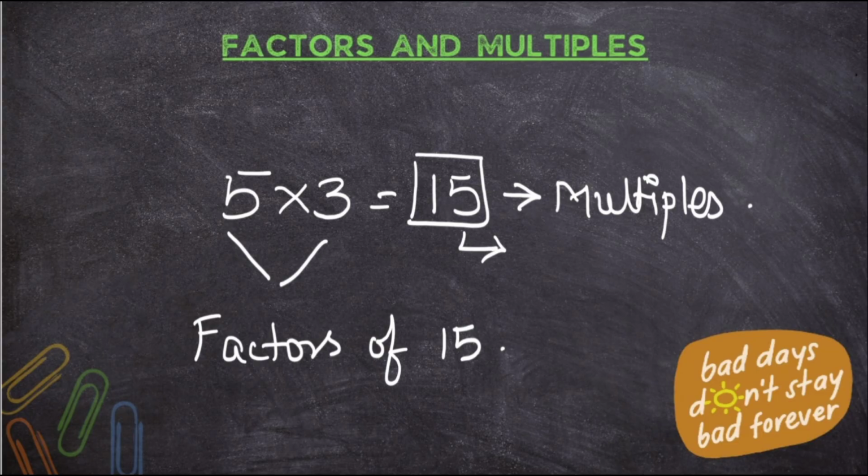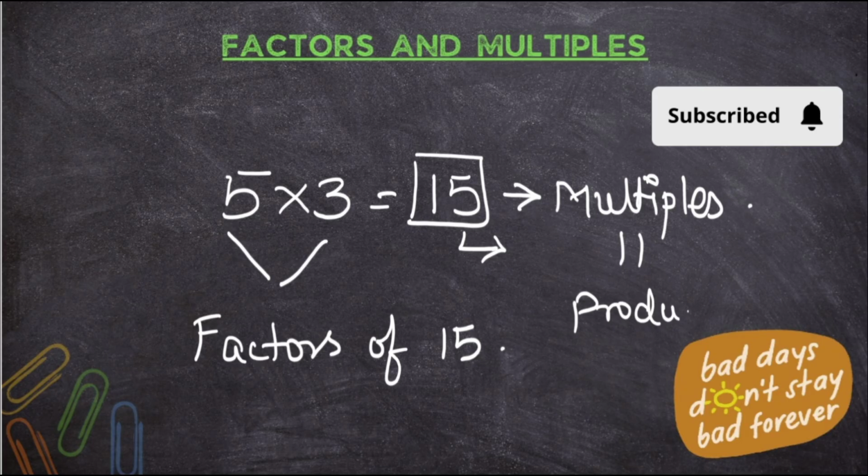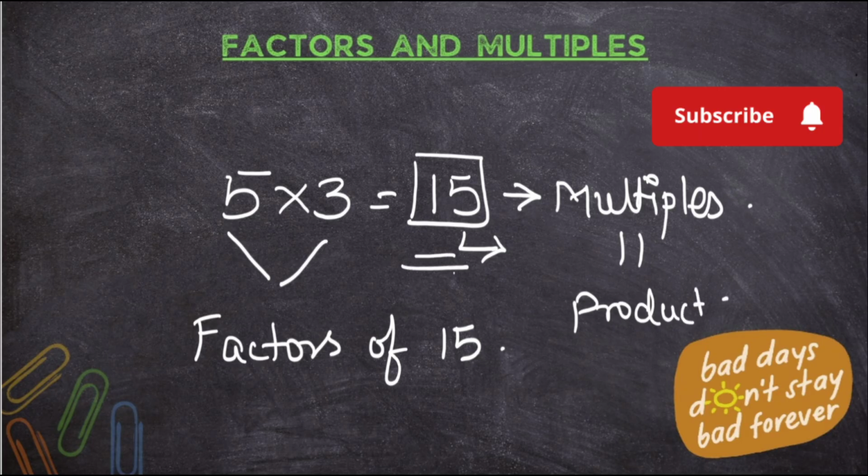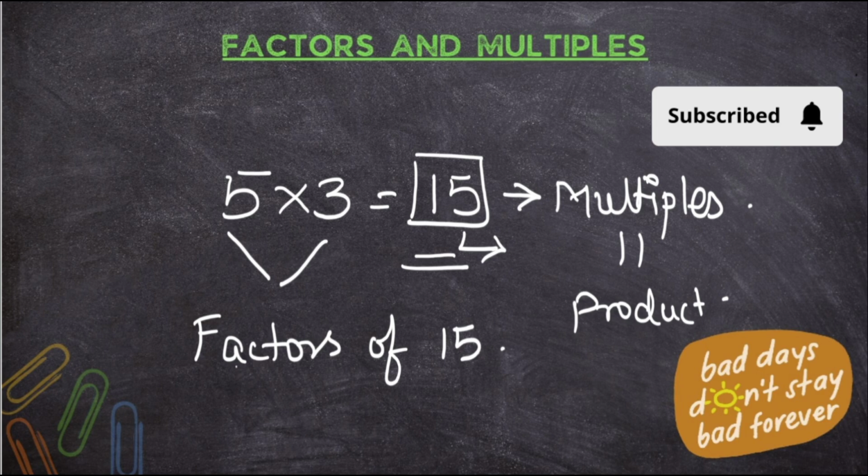Multiple is equal to product, remember it like that. So product means the final answer. So if it is the multiple, that means the other two numbers will be the factors. And when you remember that, you will automatically remember the steps to find the factors. So I hope you have understood this.